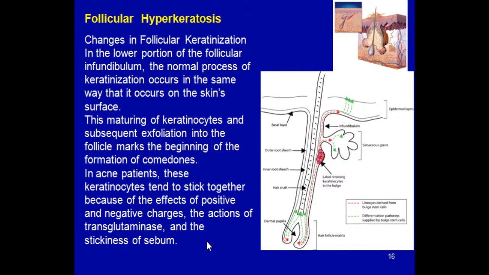Follicular hyperkeratosis. Changes in follicular keratinization in the lower portion of the follicle, the infundibulum. The normal process of keratinization occurs in the same way that it occurs on the skin surface. This maturing of keratinocytes and subsequent exfoliation into the follicle make the beginning of the formation of comedones. In acne patients, these keratinocytes tend to stick together because of the effect of positive and negative charges, the action of transglutaminase, and the thickness of sebum.